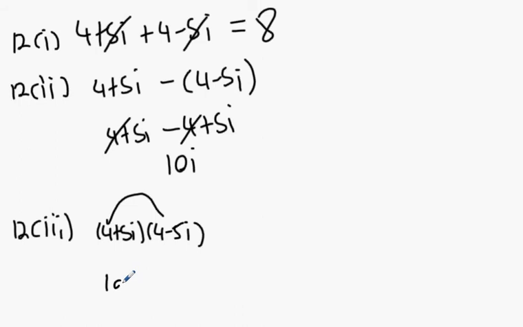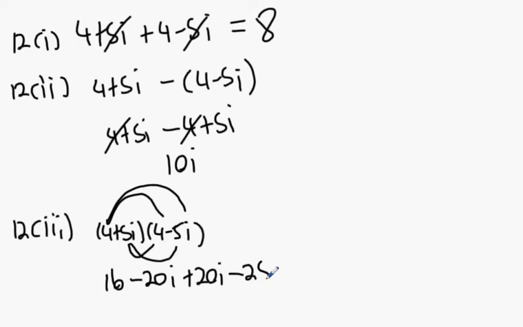4 by 4 is 16. 4 by minus 5i, minus 20i. 4 by 5i, plus 20i. 5i by minus 5i, anybody? Minus 5i squared. Now, when you multiply a complex number by its conjugate, what always happens, and I mean always happens, is that these guys will cancel.